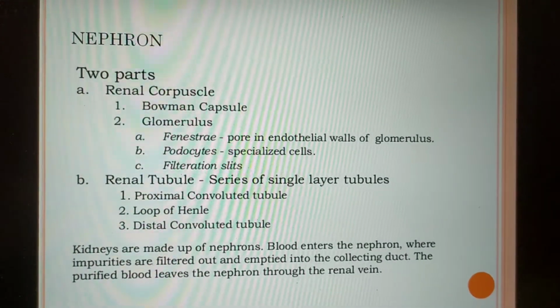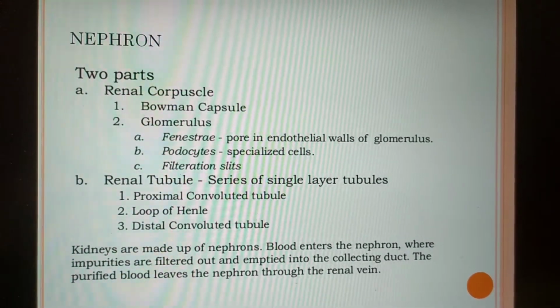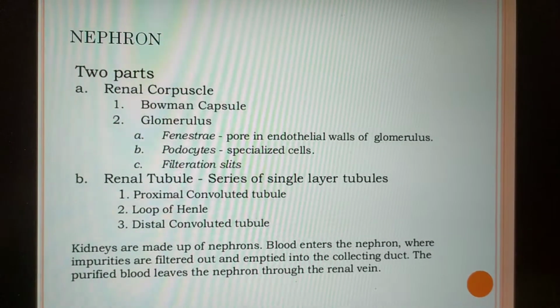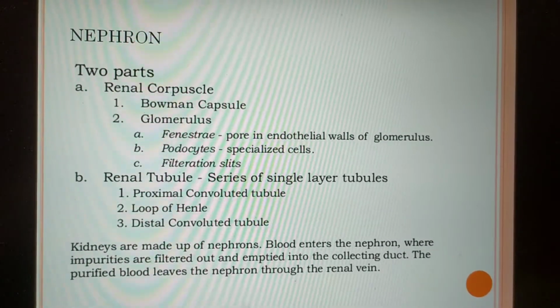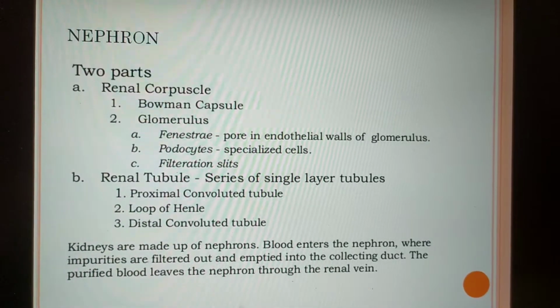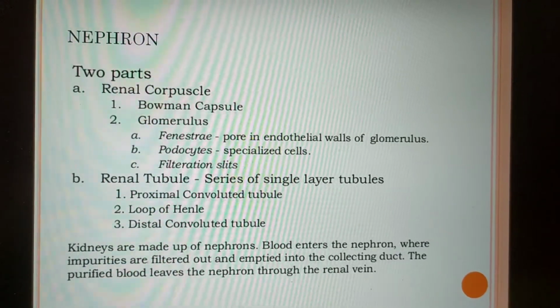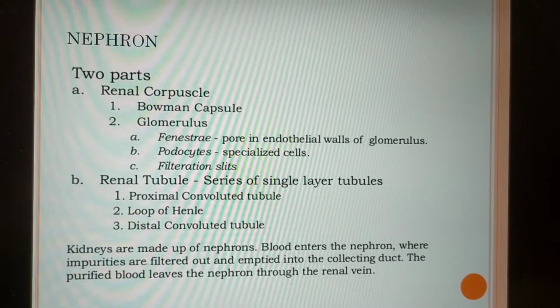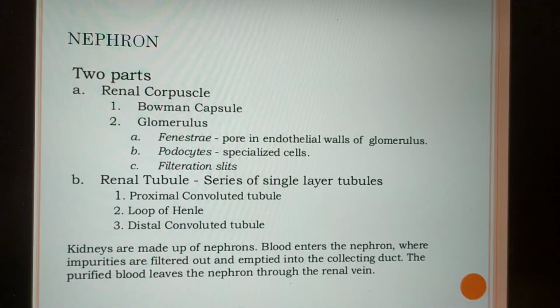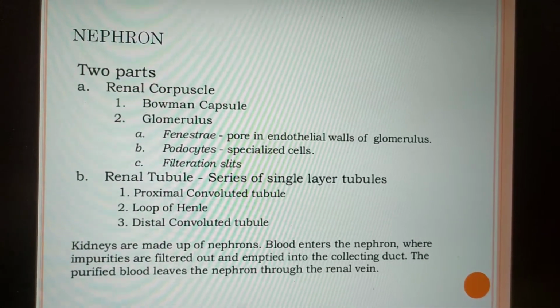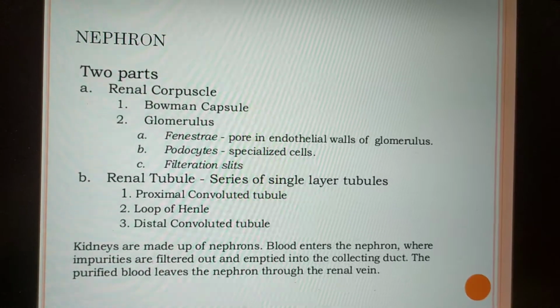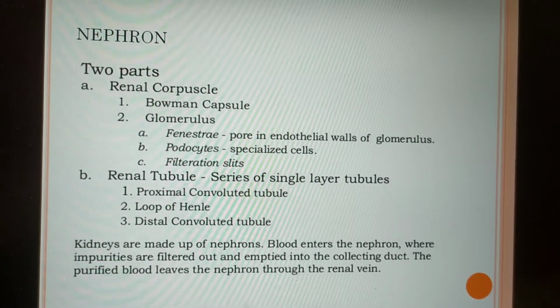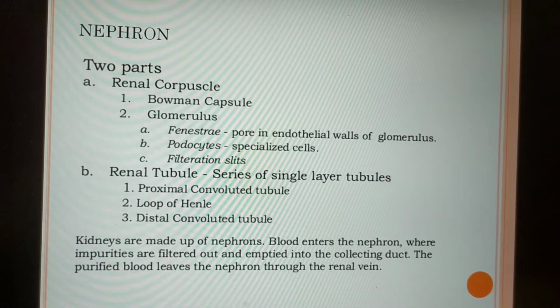Nephron consists of two parts, renal corpuscle and renal tubule. Renal corpuscle consists of Bowman's capsule and glomerulus. Glomerulus consists of fenestrae, podocytes and filtration slits. Renal tubules consist of proximal convoluted tubule, which is also called PCT, loop of Henle and distal convoluted tubule or DCT. Kidneys are made of millions of nephrons.